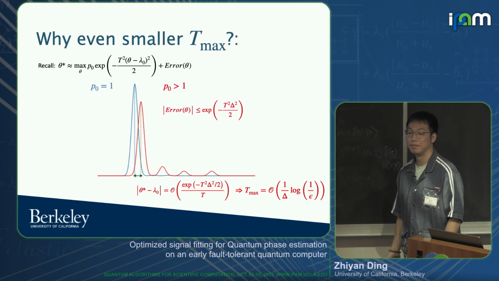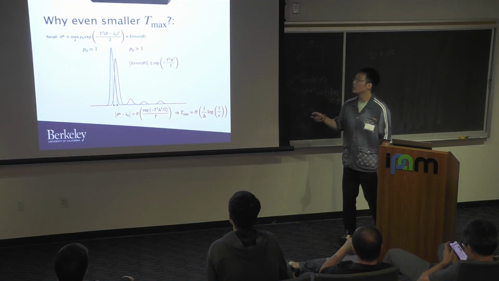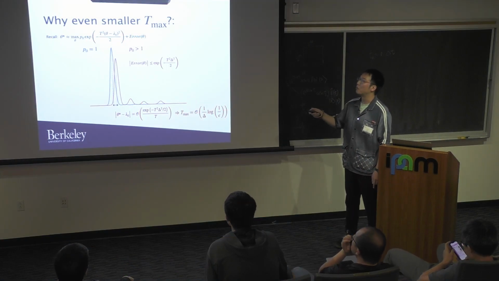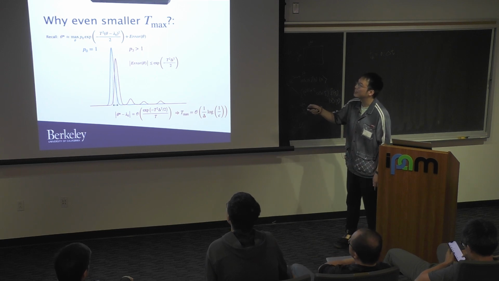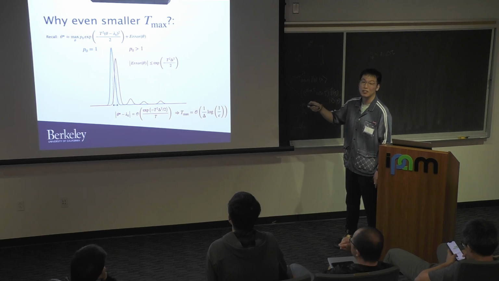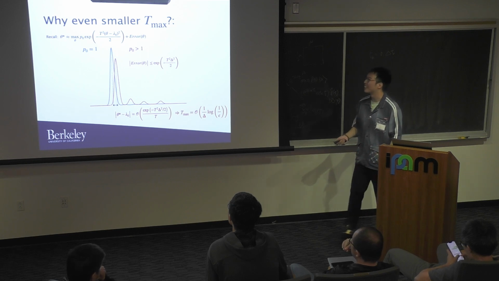You mean P0 is greater than 1 over delta or 1? No, sorry. This P0 is larger than 0.5. There is a typo here. Yeah, sorry, it's a typo.